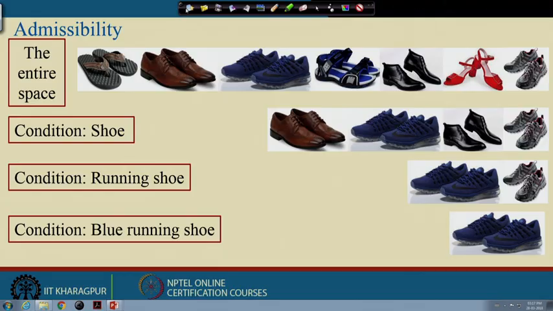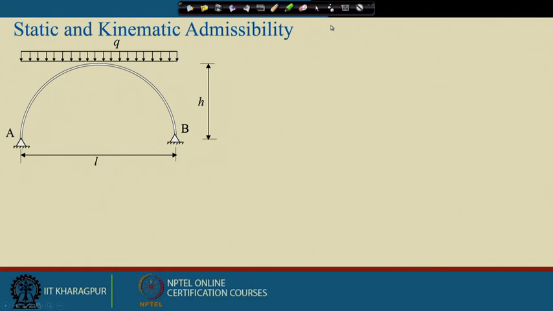Now, as I said, whenever we talk about admissibility, it is always associated with some conditions. Admissibility has to be with respect to certain conditions. In structural analysis, we have two such conditions: one is static admissibility and one is kinematic admissibility. Static admissibility is a condition with respect to the equilibrium of the entire system, and kinematic admissibility is related to the compatibility of the entire system.